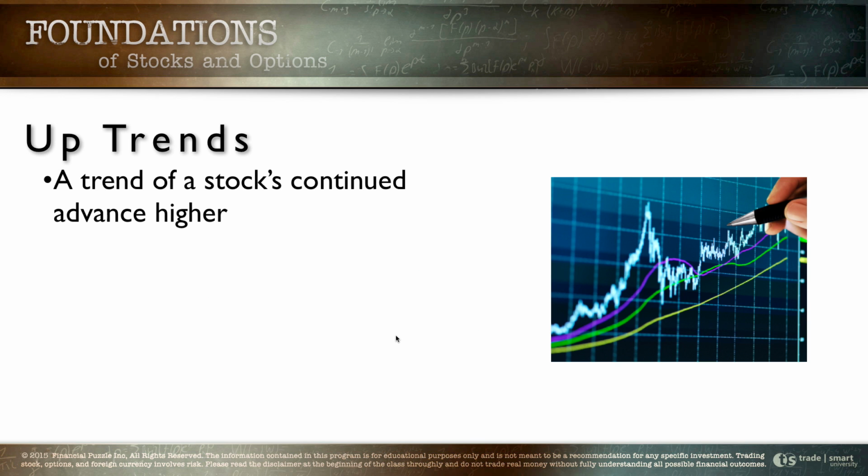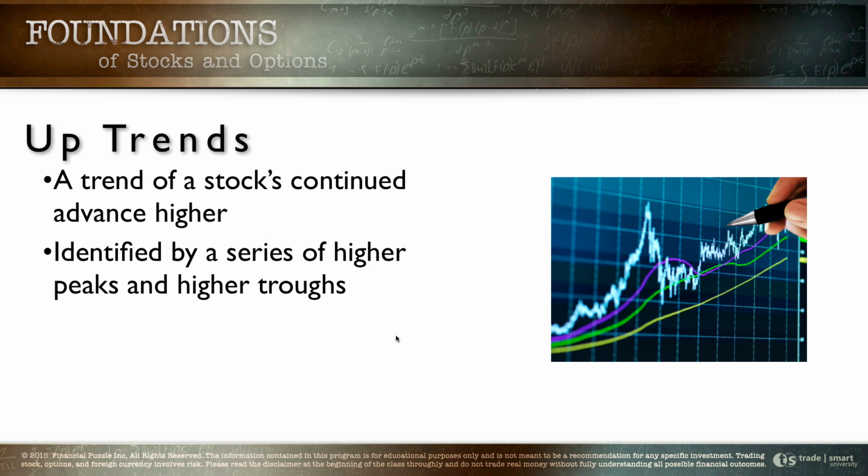In an uptrend, the trend of a stock is continuing a higher advance. The way we're going to identify this is by a series of higher peaks and higher troughs. In other words, we're just taking off and we're going higher high, higher low, higher high, higher low, higher high. Those are peaks and those are troughs. Anytime we can identify a series of higher highs and higher lows, we've got some sort of an uptrend that is starting to take place.